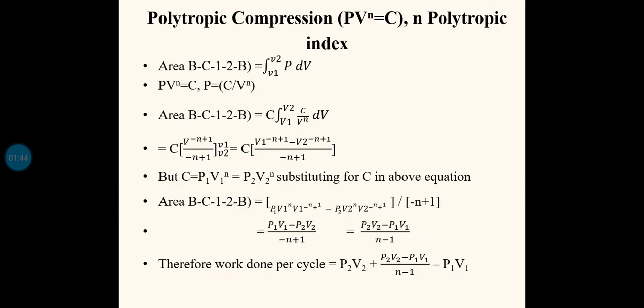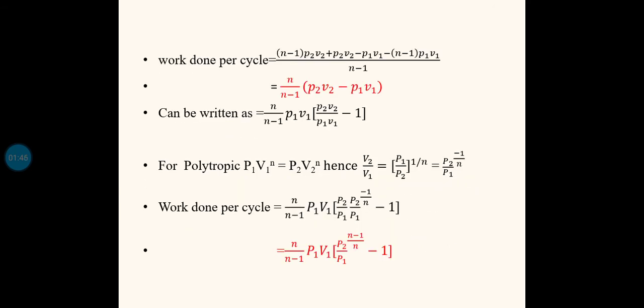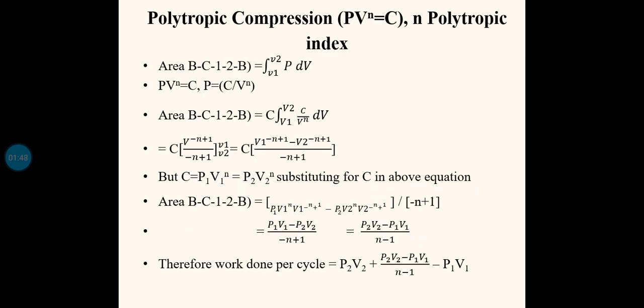Okay. So in the case of polytropic compression, as I have already told, the general equation to follow is PV raised to n is equal to constant. So area under the curve BC12B is integral V1 to V2 P dV, same as in the earlier case. But here PV raised to n is equal to constant, therefore P is equal to C by V raised to n. In the earlier case also we did the same thing.